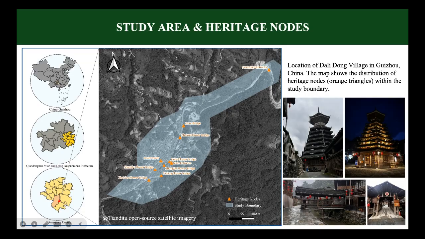The central map shows the village's unique morphology, a linear settlement stretching along the valley. The orange triangles represent the core heritage nodes we digitized, specifically the vernacular Drum Tower and the bridges, which you can see in the photo on the right. It is important to note that the entire base map and the spatial data we derived from Tiandi-tu open source satellite imagery ensure a truly lightweight and low-cost approach.